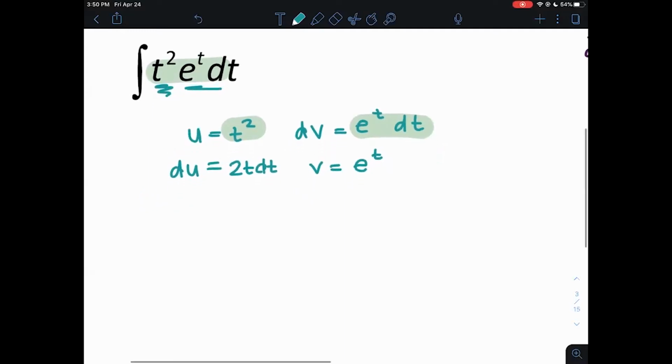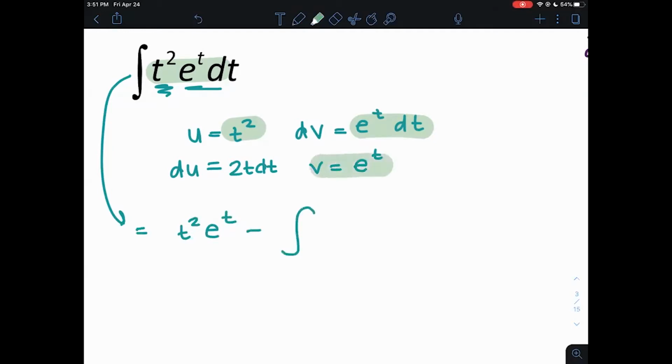So when I start working through this now, my integral becomes the integral of t squared e to the t dt, this is kind of hard to say, is equal to u times v, so t squared e to the t minus the integral of v du of e to the t times 2, I'm just going to spin that around actually and write that in the opposite order, 2t e to the t dt.